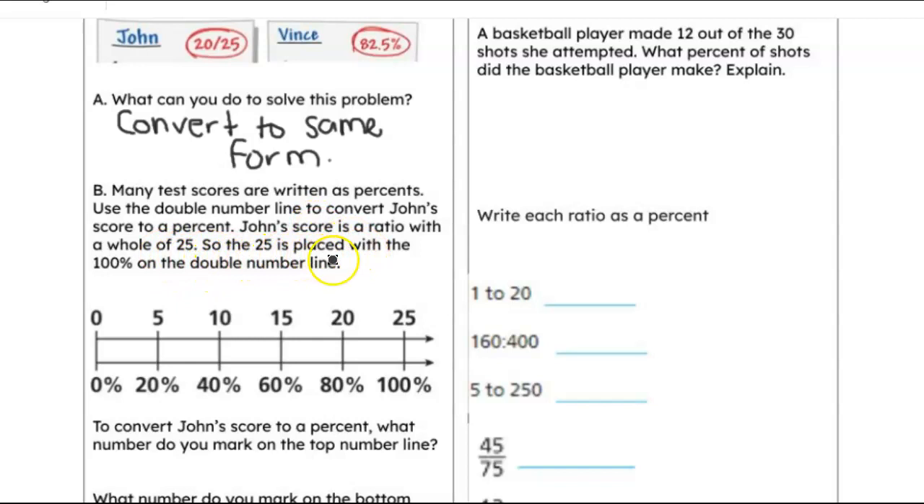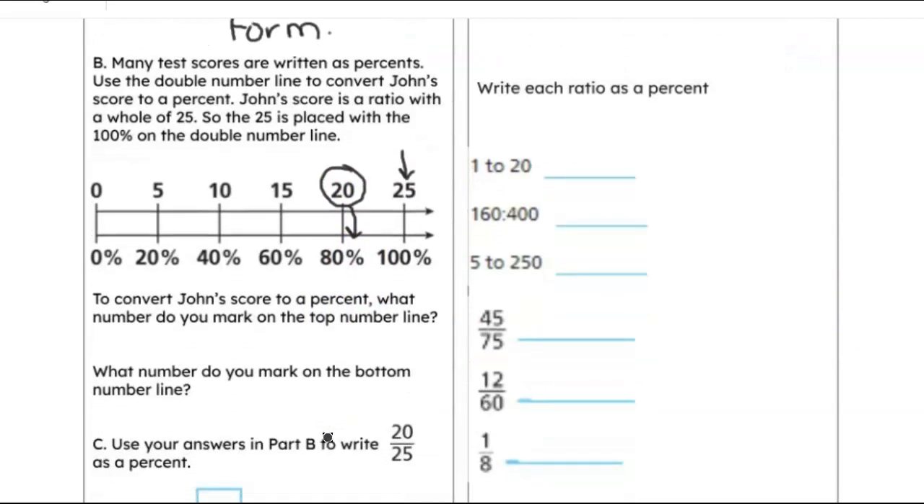So the 25 is placed with 100%. If John would have gotten all of them right, he would have gotten 25 out of 25, which is 100%. However, John only got 20 right, so he got an 80% there. Let me scroll down so we can look at it. To convert John's score to a percent, what number do you mark on the top of the number line? That is the number 20. We already marked that right there. And then below it would be 80.